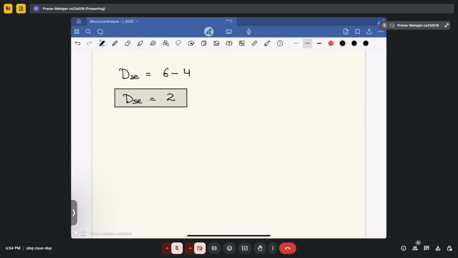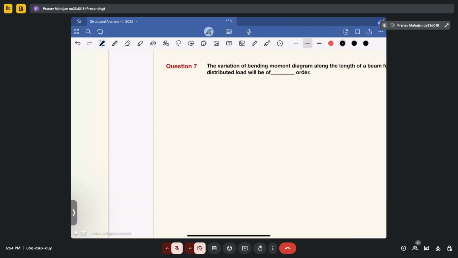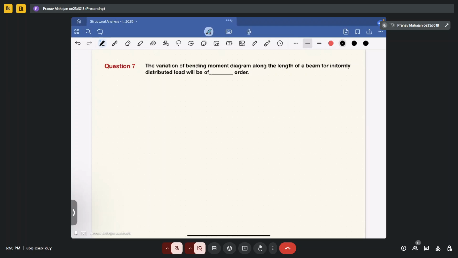Fine. Let's move to another question. In this case, he is expecting you to determine variation of bending moment diagram along the length of a beam for a uniformly distributed load of what order. Okay. Now first draw how the uniformly distributed load looks like.